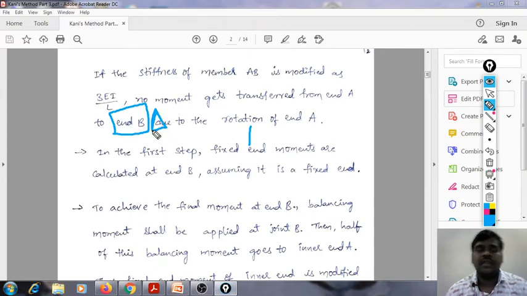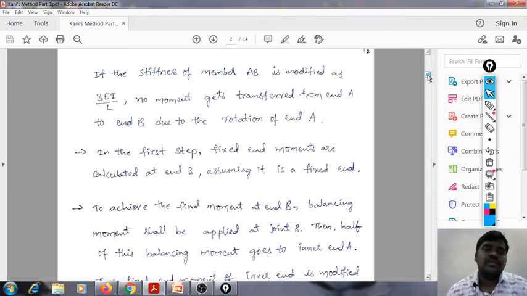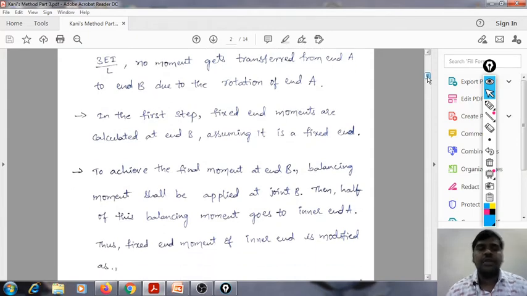So that is the reason in the moment distribution method, if there is a simply supported beam, the moment transfer here will be 0 instead of 1 by 2. If you recall the moment distribution method, this is the case we get. Fine. And in the first step in solving by Kani's method, this is a modification of the moment distribution method and addition of Kani's method. This is not purely Kani's method, there is a modification of the moment distribution method also in this.